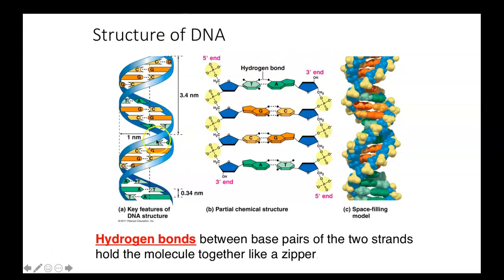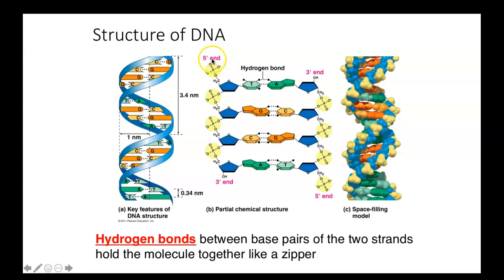So here's A is going to show you key features of the DNA structure, very simplistic model. B is going to show you kind of the chemical structure. And then C is going to show you the space filling model, it doesn't give any letters or anything like that. It's just kind of showing you the clouds, like the atoms and their clouds and stuff like that. So here's what I need you to know.